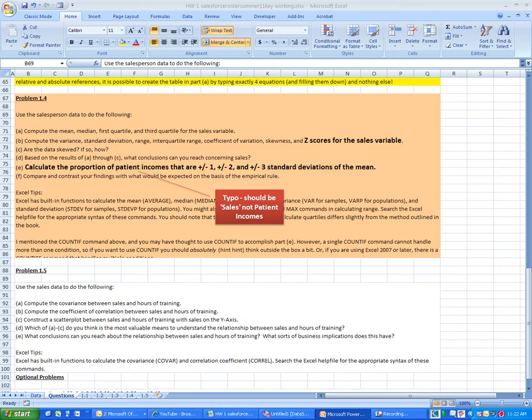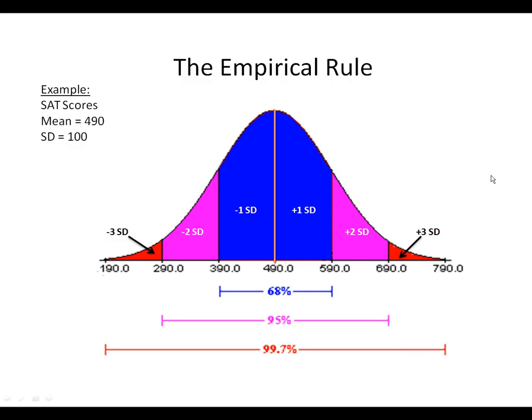Now, just so you know, the empirical rule states that 68% of your cases should be plus or minus 1 standard deviation around the mean. 95% are going to be plus or minus 2 standard deviations, and 99.7% are going to be plus or minus 3 standard deviations. In this example, these are SAT scores. They have a mean of 490 and a standard deviation of 100. So you can see where each of these lines corresponds to where these standard deviation cutoffs are.